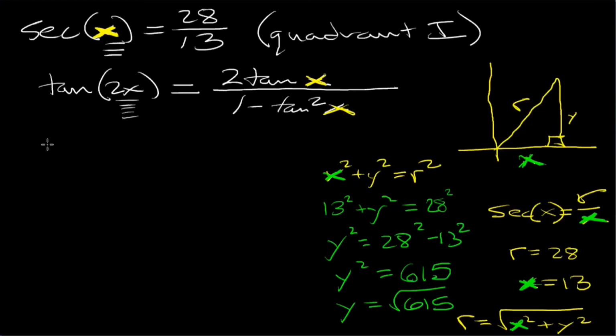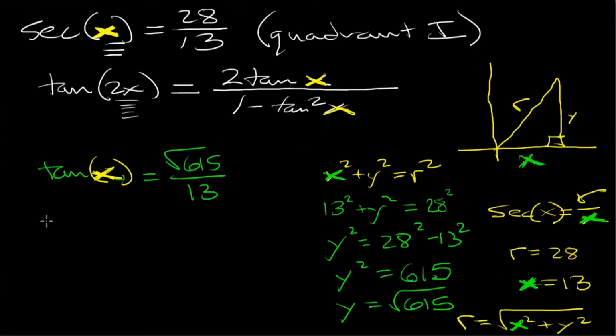I know then that the tangent of x, okay, and this time I am going to come over here and change this to yellow because, okay, so remember now we're talking about the angle x, and that is going to equal whatever y over x is over here. So the opposite side over the adjacent side, which we found out the opposite side is root 615, and the adjacent side is 13. Okay, and so that's tangent.